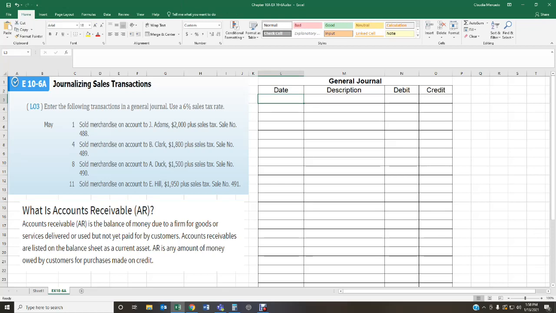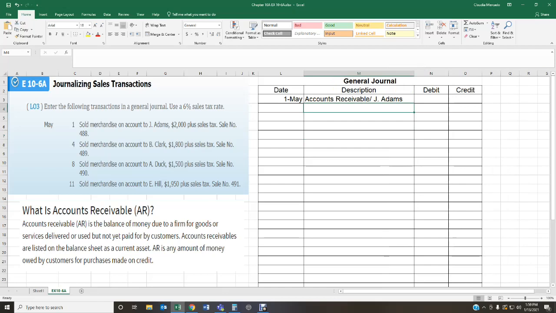So let's see what's going to happen here. What is happening on May the 1st? It says here that you sold merchandise on account to J. Adams, $2,000 plus sales tax, and this is for sale number 488. So you sold merchandise on account. Every time that we sell anything on account, we're going to debit our accounts receivable, and this is for J. Adams.